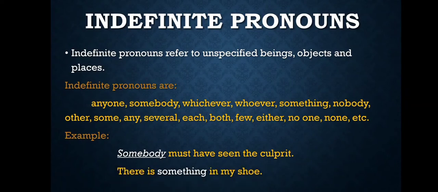There is something in my shoe. So this something is again referring to an unspecified object. It is not clear what is inside the shoe. So there is something. This something is an indefinite pronoun. So this is all about indefinite pronouns.